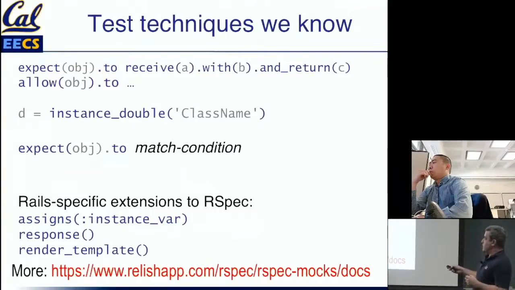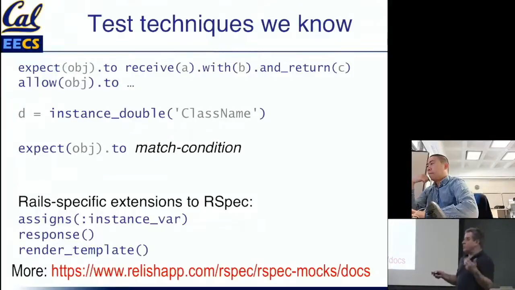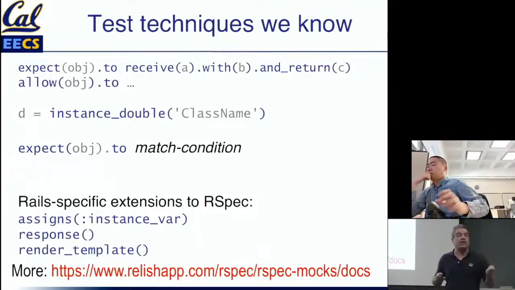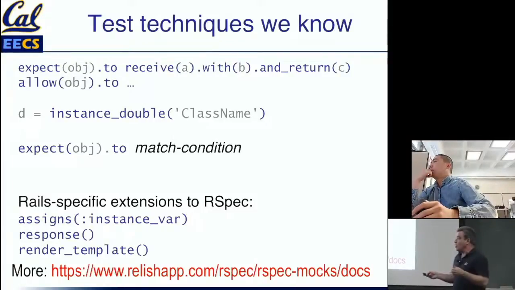And in the RSpec documentation, there's a whole bunch of other expects that you can do. You can expect an object to match a regular expression. You can expect a collection to include or not include a certain element, and so forth. And there's a number of Rails-specific extensions like assigns to see whether the controller assigned a certain variable or not. There's also response, which models the response object. So you can ask things like, if I call the controller method, it should do a redirect at the end. You can ask the response whether the response is a redirect or whether it's just a normal payload being sent back to the client, things like that.